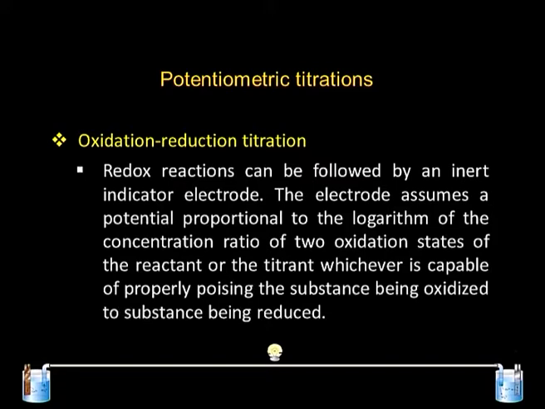Redox reactions can be followed by an inert indicator electrode. The electrode assumes a potential proportional to the logarithm of the concentration ratio of two oxidation states of the reactant or the titrant, whichever is capable of properly poising the substance being oxidized to the substance being reduced.